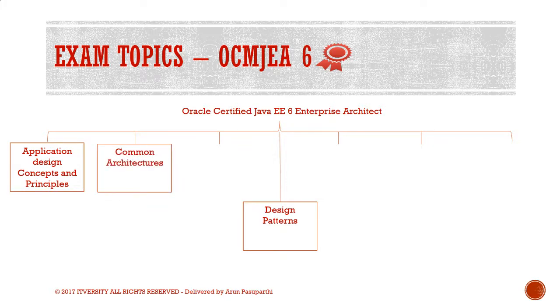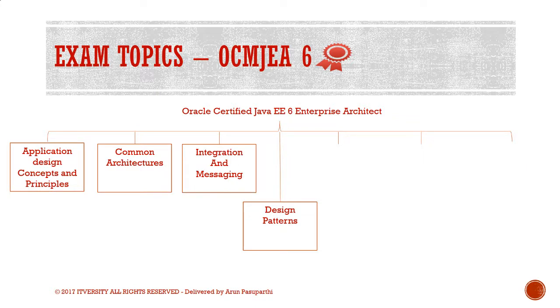Next is common architectures. You need to understand different types of architectures, like client-server architecture or thin client architecture, and some of the architectural challenges which you could see in the web tier, like authentication, authorization, scaling, clustering, etc., and also how to do tier to tier communication using protocols like RMI, IIOP, and CORBA.